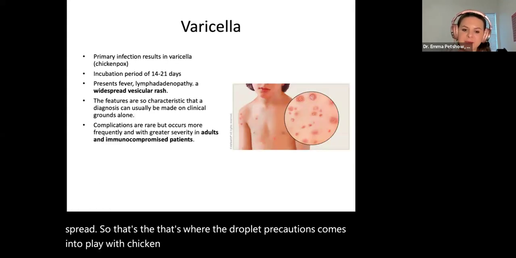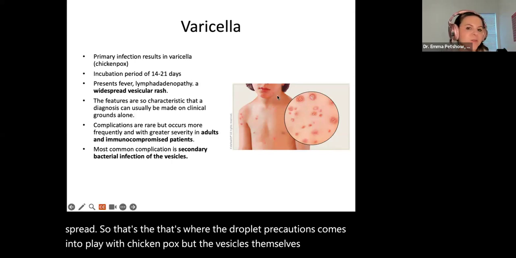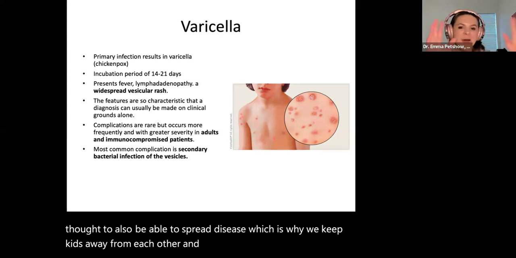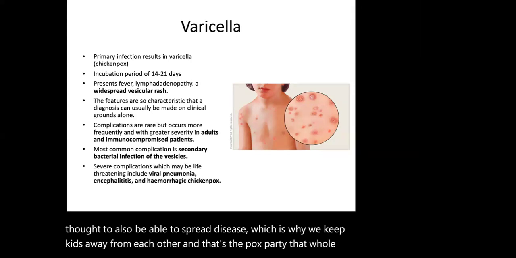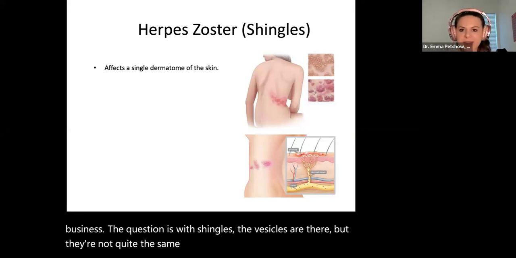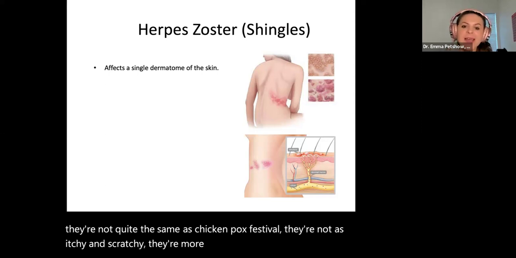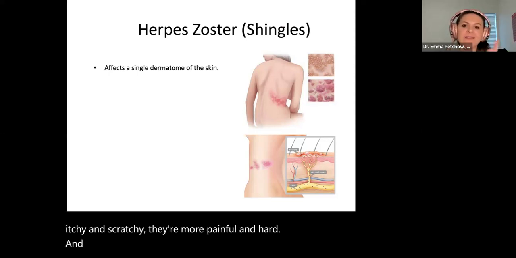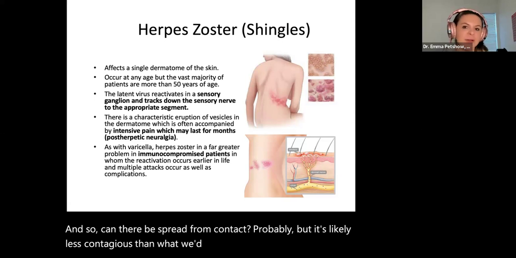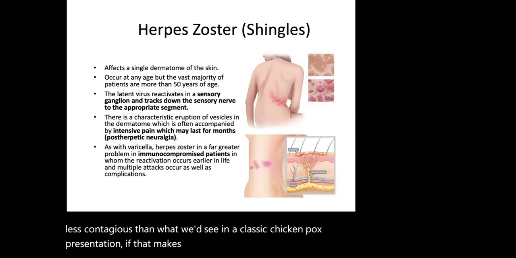But the vesicles themselves were thought to also be able to spread disease, which is why we keep kids away from each other, and that's the pox party, that whole business. Right. The question is with shingles, the vesicles are there, but they're not quite the same as chickenpox vesicles. They're not as itchy and scratchy. They're more painful and hard. And so can there be spread from contact? Probably, but it's likely less contagious than what we'd see in a classic chickenpox presentation, if that makes sense. Yes, great explanation. Thank you.